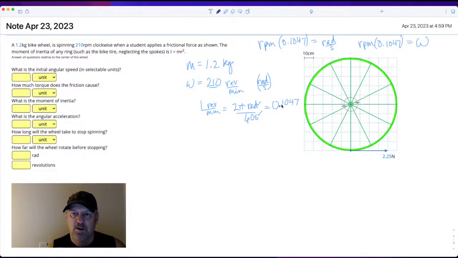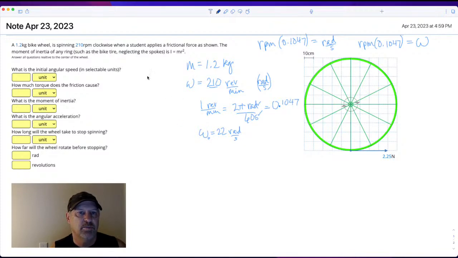All right, so 0.1047 times 210, because remember we had 210 revolutions per minute. So 0.1047 times 210 is equal to 21.99. So we're just going to call omega 22 radians per second. Okay, so that was the original speed, omega initial.